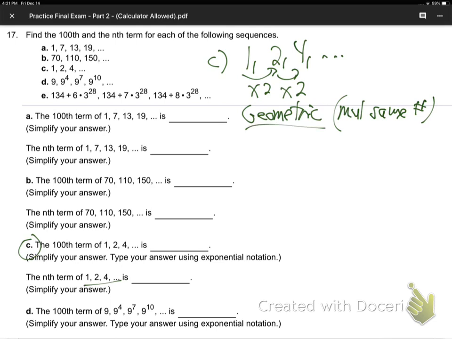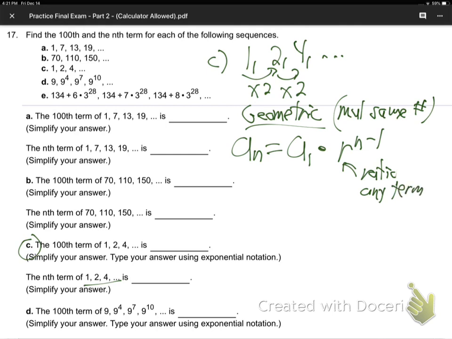If you multiply the same number every time from term to term, that's a geometric sequence, and it's a different formula. Here it is. a sub n is a1 times r to the n minus 1. r is the ratio of any term divided by the previous term. That's what r is.